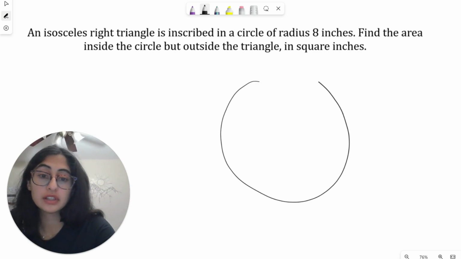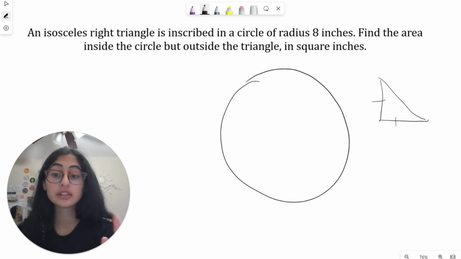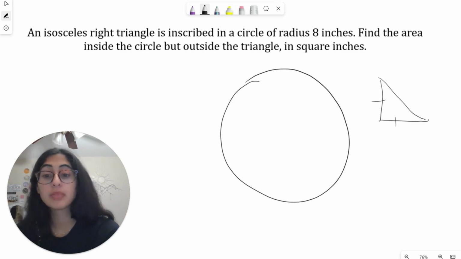We have a circle right here, and we have an isosceles right triangle inside of the circle. Now, an isosceles right triangle is a right triangle where the two legs are congruent, right? That's the definition of an isosceles triangle. It has two legs that are congruent, and then another side. So that's just any isosceles triangle. An isosceles right triangle is going to have two congruent legs and then a hypotenuse opposite a right angle.